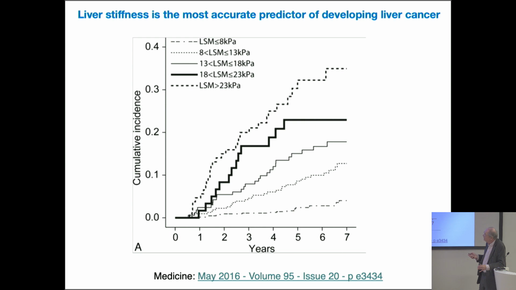Every one of these bars is a different class of stiffness. The stiffer the liver is, even from a patient that doesn't have cancer when they come in, 5, 6, 7 years later, they have a much bigger risk of getting cancer than if they came in with a soft liver. Why this is, isn't clear, but it is the most accurate predictor of risk for getting cancer.